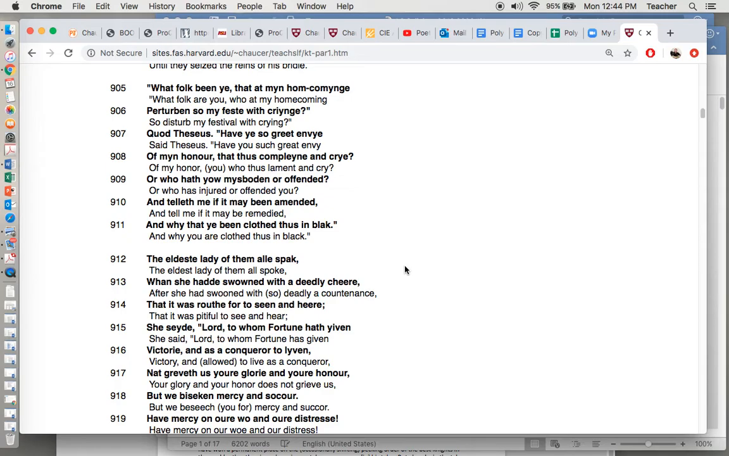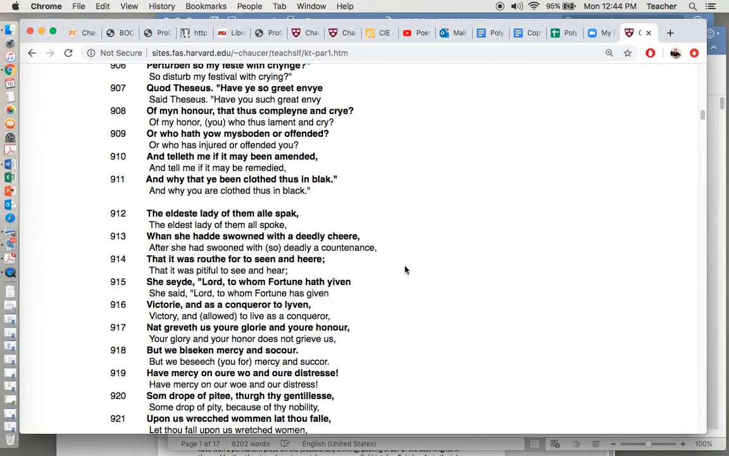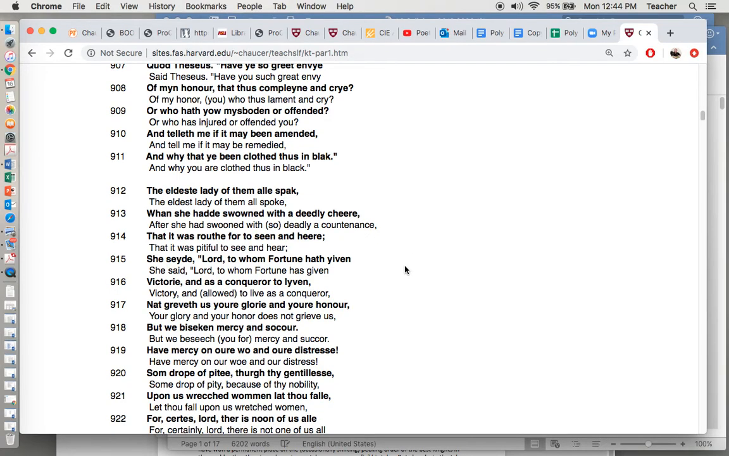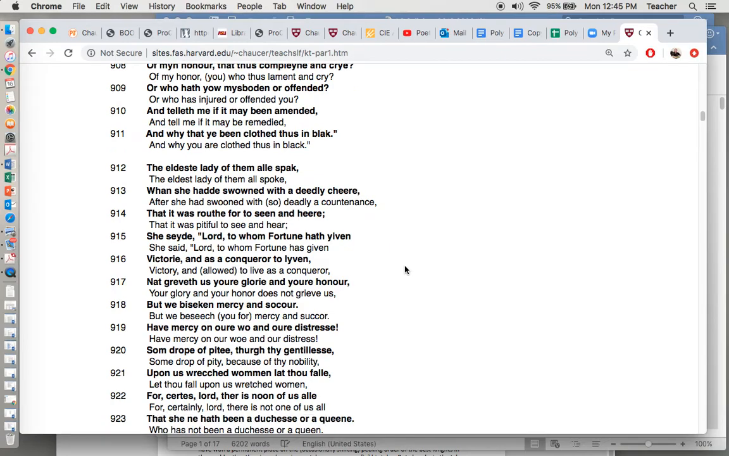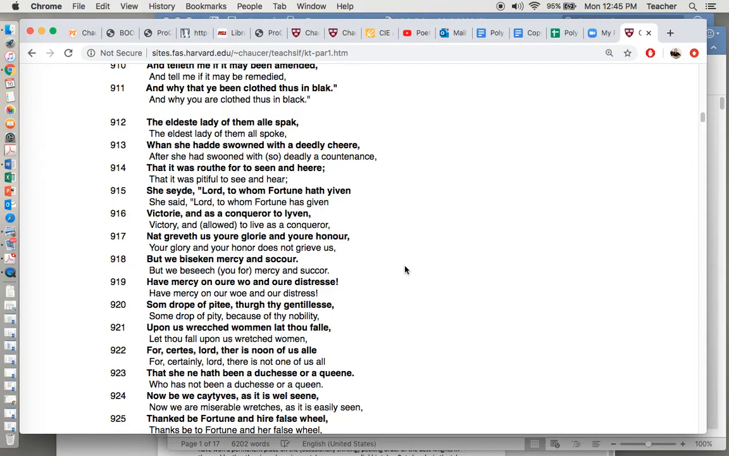905. What folk ben ye that at min homecoming perturben so me faced with crying, quoth Theseus. Have ye so great envy of me no more that thus complaining and crying? Or who have you misbolden or offended? And tell it me if it may be amended, and why that ye been clothed thus in black? The eldest lady of them all spake, when she had swooned with a deadly cheer, that it was ruth for to see and hear. She said, Lord, to whom fortune hath given victory as a conqueror to live in, not grieveth us your glory and your honor, but we beseeken mercy and succor. Have mercy on our woe and our distress. Some drop of pity through thy gentleness upon that wretched woman let outfall, for certes, Lord, there is none of us all that she hath been a duchess or a queen. Now we be caitiffs, as is well as saying.